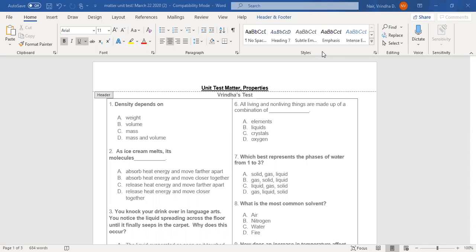So the first question is, what does density depend on? Is it depending on weight, volume, mass, and volume? Now, if you know the formula for density, you will definitely get the answer for this, okay?